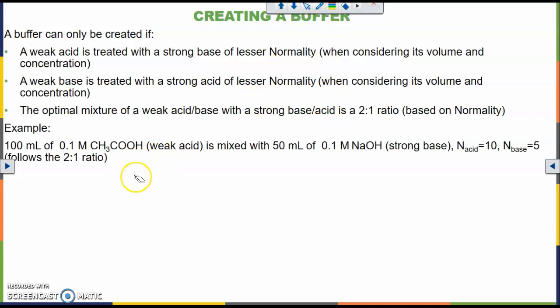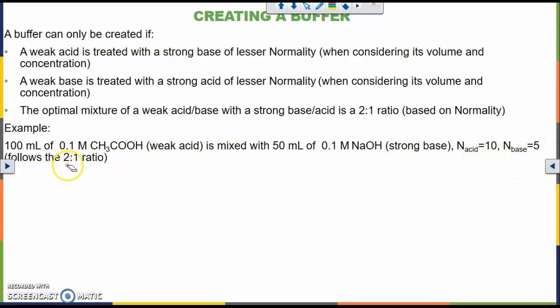So this is an example of how you make a buffer. You get 100 mils of a 0.1 molar acetic acid, weak acid. It's mixed with 50 mils of 0.1 molar sodium hydroxide, strong base. If we do the normality, as you can see, the normality of the acid is 10. The normality of the base is 5.